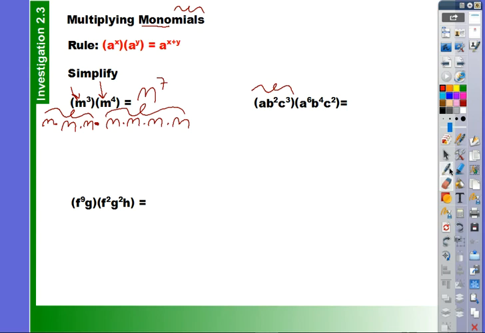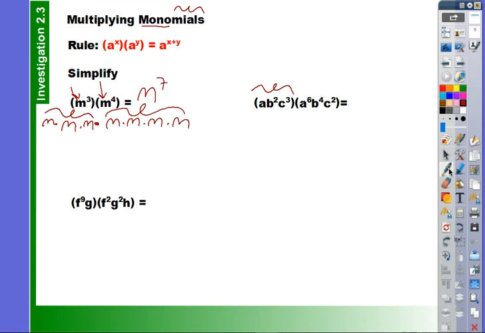Okay, so because of the commutative property of multiplication, we can rearrange the order any way we want, and the answer will be the same.